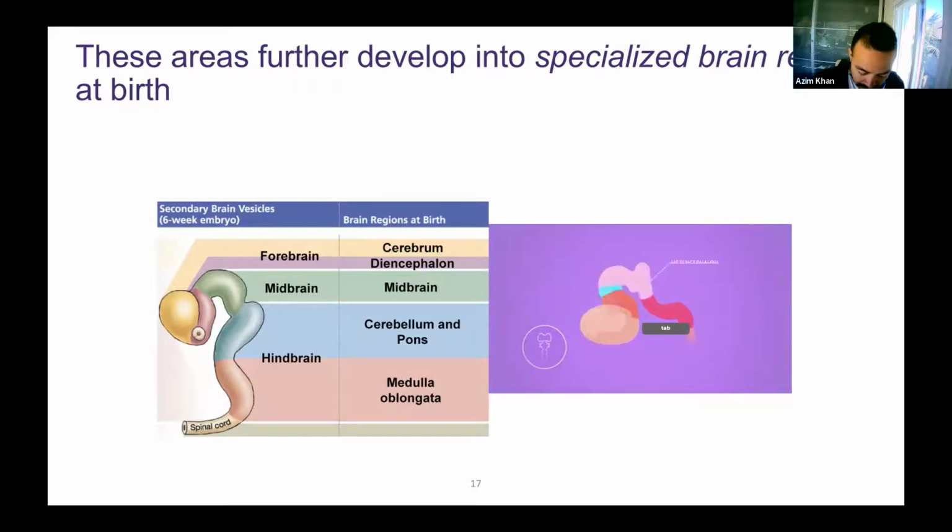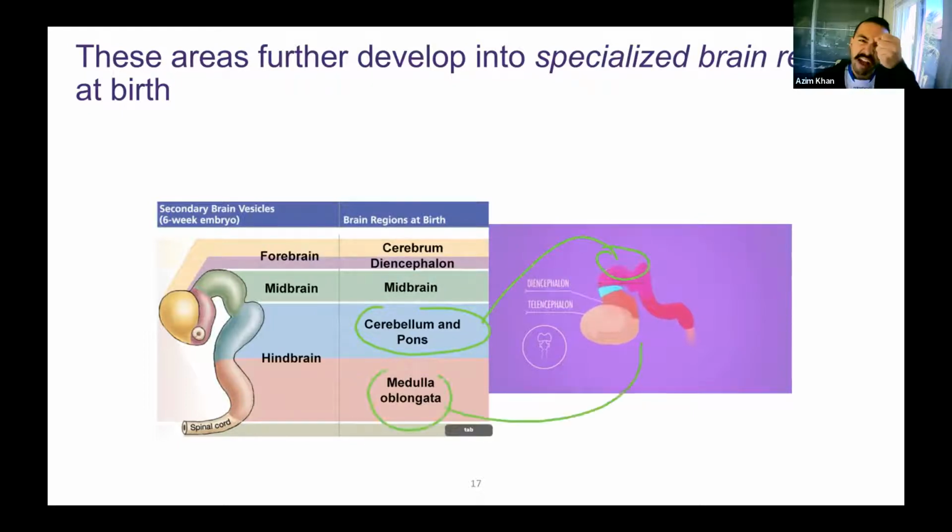The midbrain is pictured here in this light blue. Midbrain stays as the midbrain. For the hindbrain, that differentiates. We get the cerebellum and the pons developing here in the back, and then the main part of the stem will form here as the medulla oblongata. The word medulla means center portion. Oblongata means it's elongated. It's the elongated center of the brain.